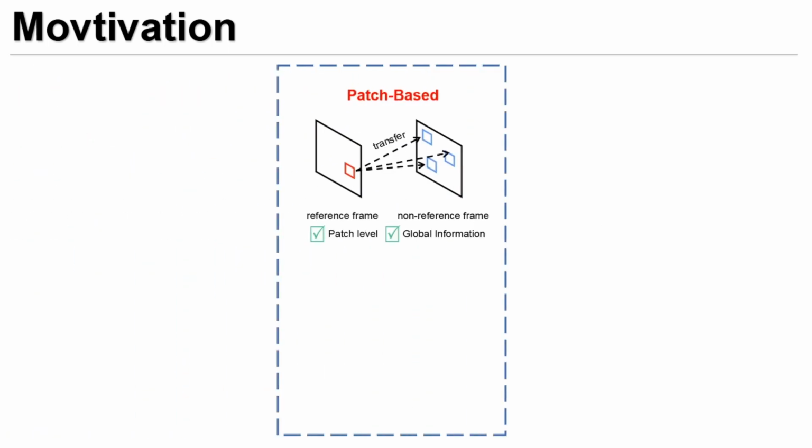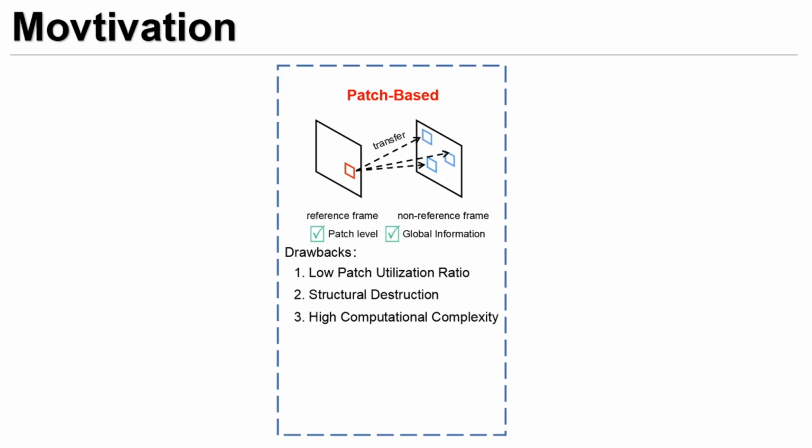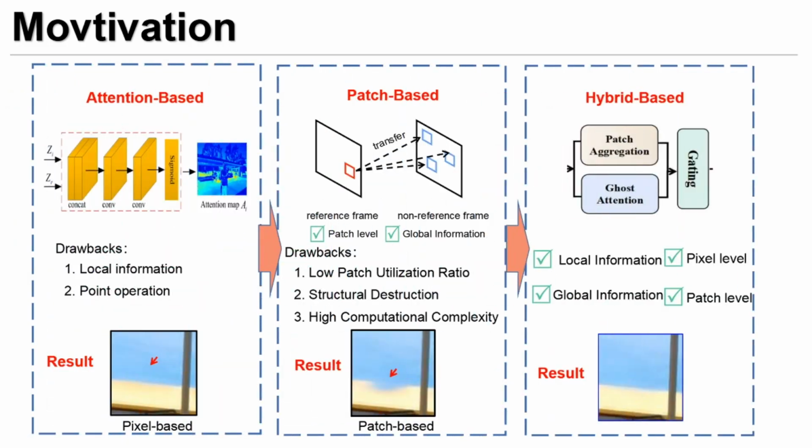Inspired by the patch-based traditional methods, we can use similar patches to complete the content of saturated regions. However, patch-based methods have low patch utilization ratio and high computational complexity. In addition, the results of patch-based methods often have obvious artifacts in the edges. From the data analysis, we find that patch-based and attention-based methods provide complementary visual information. Thus, this provoked us to design a unified HDR imaging method with pixel and patch level.